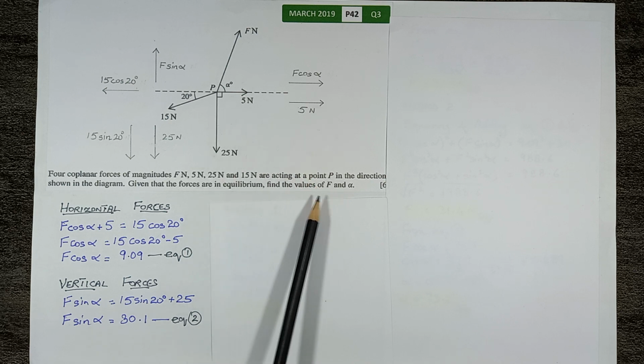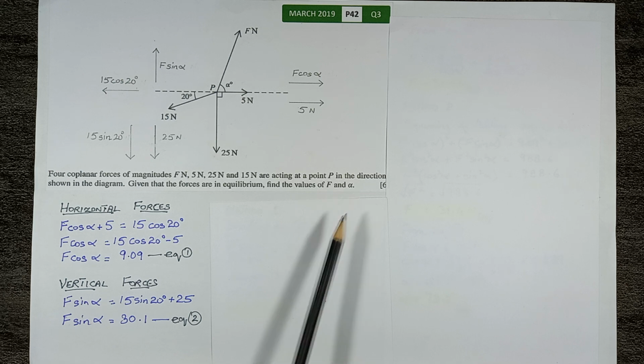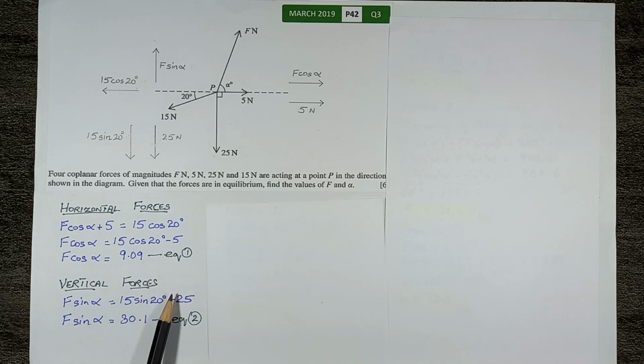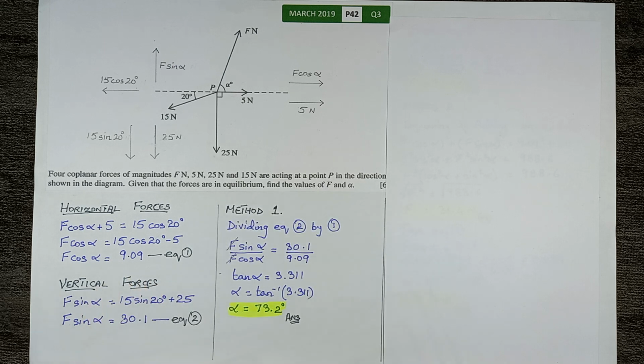The main thing that we have to focus on is finding the value of F and alpha. So we would be solving these two equations. We have two different methods. In the first method, we divide equation 2 by 1, that means F sine alpha divided by F cos alpha, equal to 30.1 divided by 9.09. After simplifying, cancelling the F, sine upon cos is tan, and then moving the tan to the other side to make it tan inverse, finally we get the value of alpha, which is 73.2.